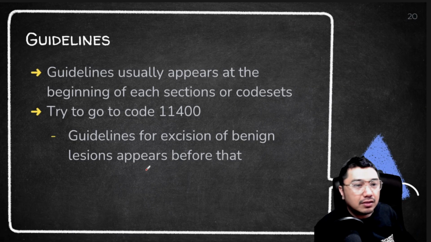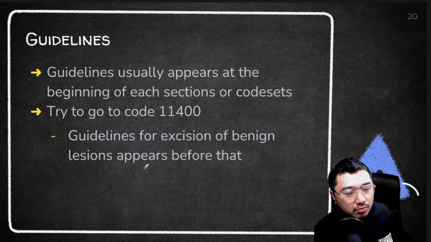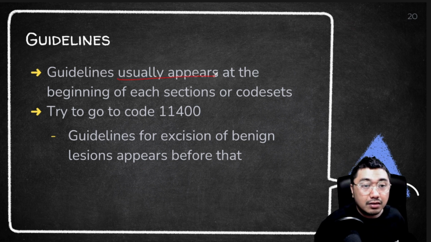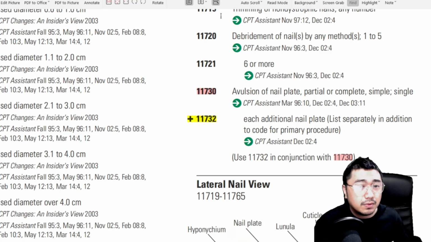For the guidelines of usage of your CPT book, it's totally different from your ICD, because for the ICD, remember, most of the guidelines are located in the first area of the ICD book, under the conventions and chapter-specific guidelines. However, for your CPT book, the guidelines usually appear at the beginning of each section. Let's go with 11400, for example.